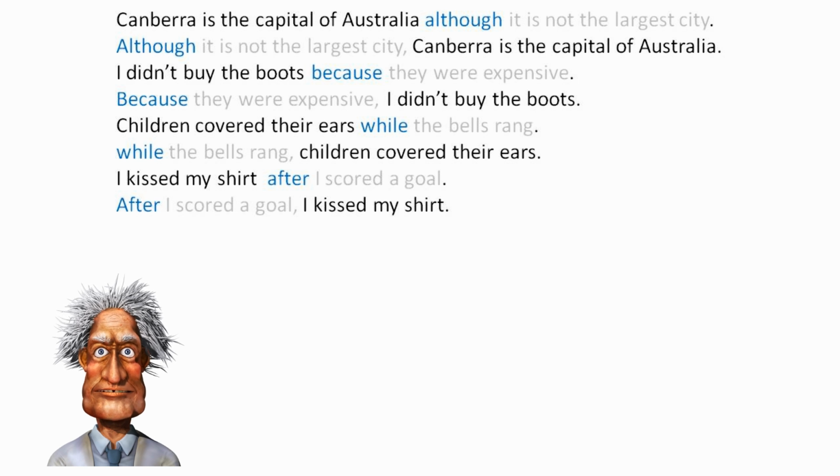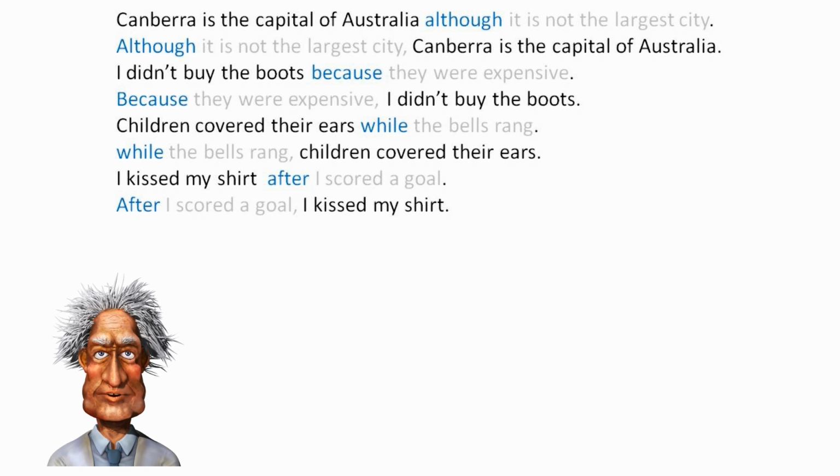So, Canberra is the capital of Australia, although it's not the largest city. You can swap the clauses. Although it is not the largest city, Canberra is the capital of Australia. I didn't buy the boots because they were expensive. Again, you can change the order of the clauses. Because they were expensive, I didn't buy the boots.